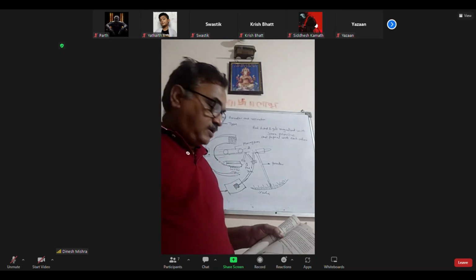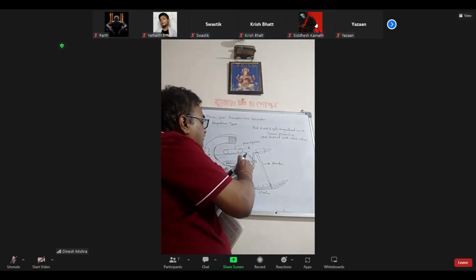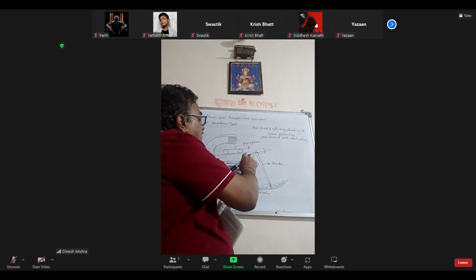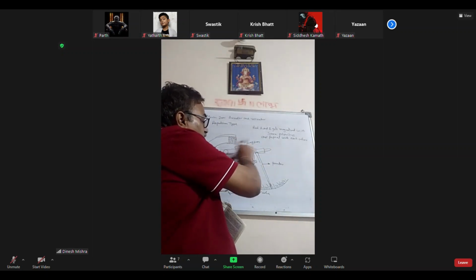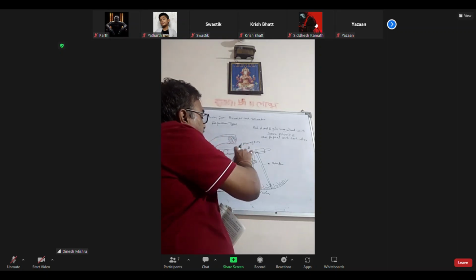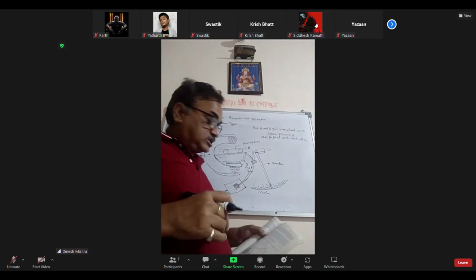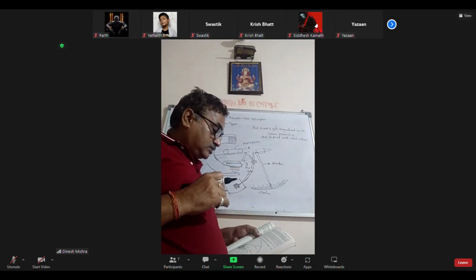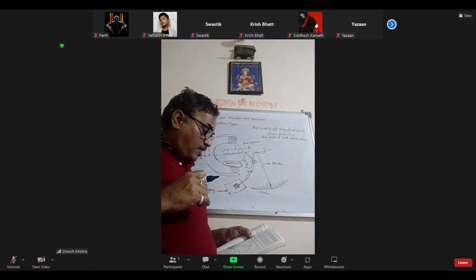Listen here. What happened? If A is fixed, B is movable. So when this B rod moves, what happens? The spindle moves and the pointer gets deflected.